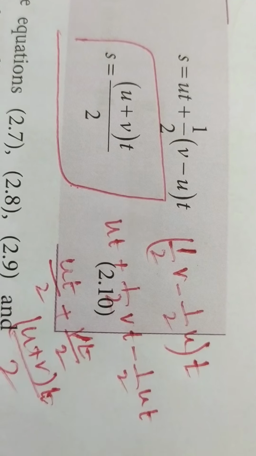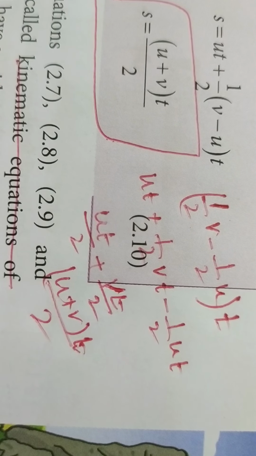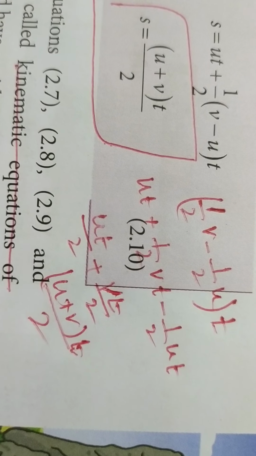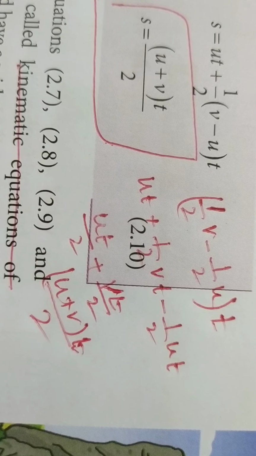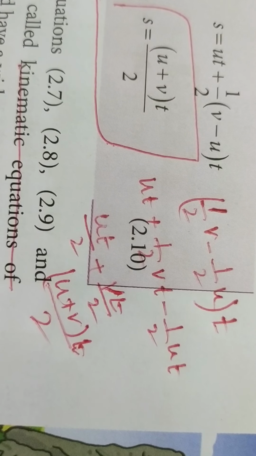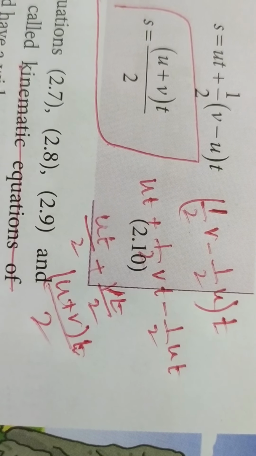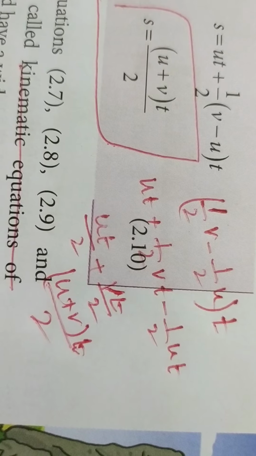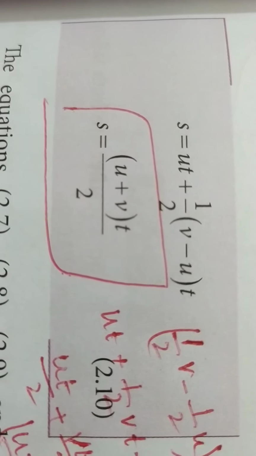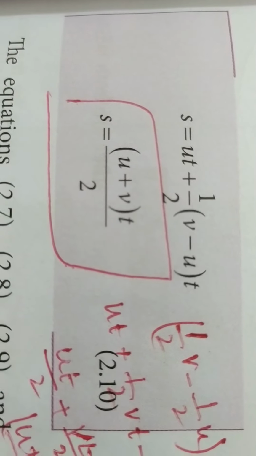Again you write the whole equation. s is equal to ut plus half vt minus half ut. And ut minus half ut becomes ut by 2, because 1 minus half. So ut by 2 plus vt by 2. t by 2 can be taken outside. So (u plus v) into t by 2. So here what is s? s is equal to (u plus v) by 2 into t.